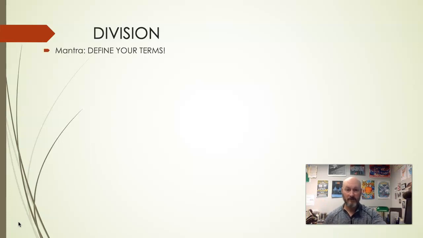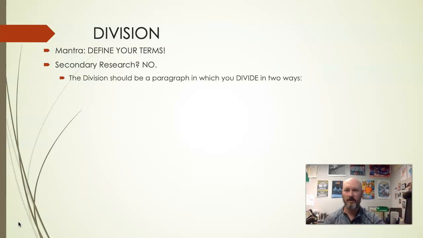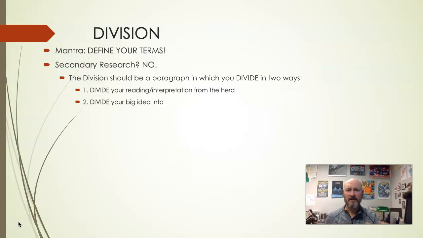It's called the division because this is where you define and divide things up. You're not going to have secondary research here. It's going to be one paragraph that is going to be the pumping heart that feeds everything else in your piece. You should be thinking about division two different ways here. First, divide yourself from the herd. Second, divide your big idea into those terms that we talked about before spring break. You're going to want to divide your big idea into aspects. You're going to want to divide your crucial ideas into categories, or you're going to want to divide that issue into stages or into a process.